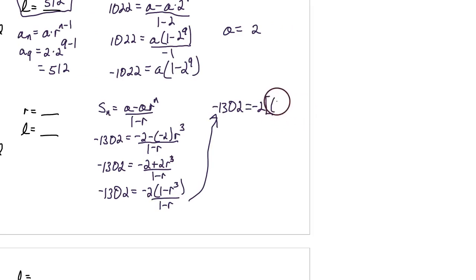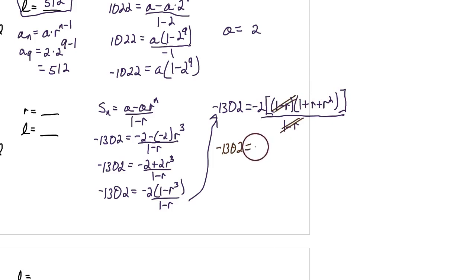It makes 1 minus r times 1 plus r plus r squared. And that's all divided by 1 minus r. Next step, the 1 minus r's cancel away. So now we have negative 1,302 is equal to negative 2 times the r squared plus r plus 1.